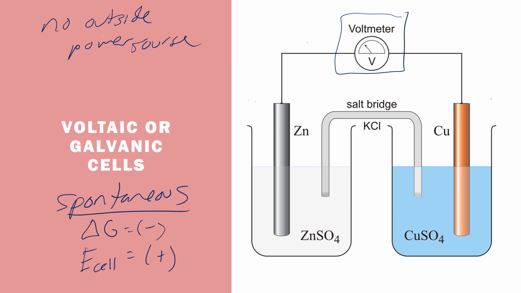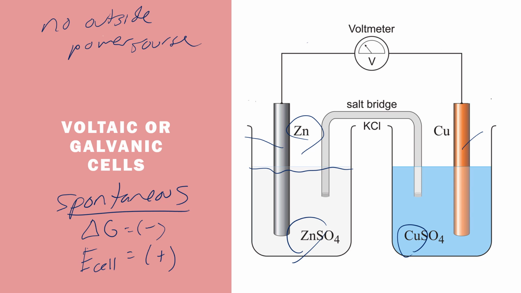So let's look at the different parts of the voltaic cell here. You will typically have these metal electrodes. One of them will be the anode, one of them will be the cathode, and they will be connected by a wire, and usually there'll be some kind of measuring tool, a voltmeter, a multimeter, something like that. The metal electrodes will be submerged in a solution containing the same kind of element, just in its ionic form.